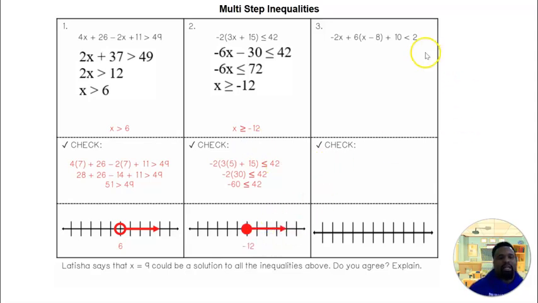All right. Let's look at this one. So the first thing we want to do is our distributive property. 6 times x minus 8. 6 times x is 6x. 6 times negative 8 is negative 48. This is our inequality after we do the distributive property.